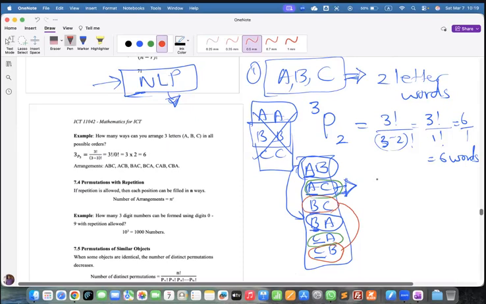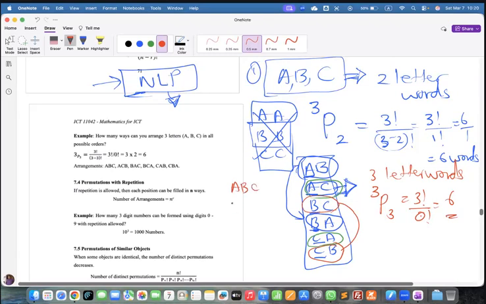Now tell me how many three-letter words I can make. How many three-letter words can you make from the possible orders totally? It means 3P3, which is 3 factorial over (3 minus 3) factorial. That one also gives 6, so we can make 6 words.